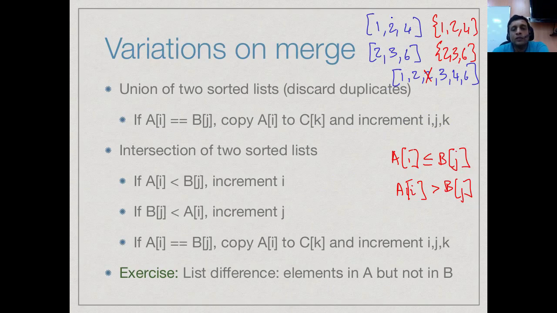So if we are at this position and this position, then in our output we will copy a 2, and then we will move this pointer to the right and this pointer to the right, so I don't copy 2 twice. So this is one thing that we can do.